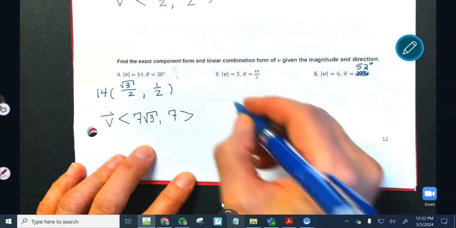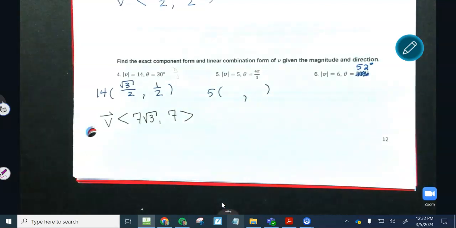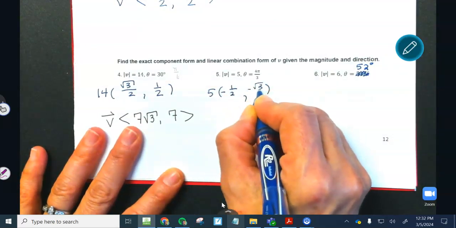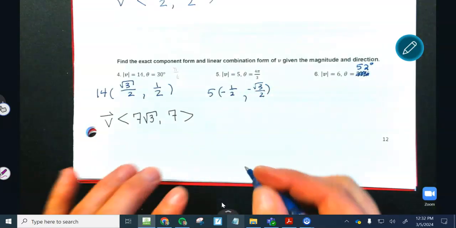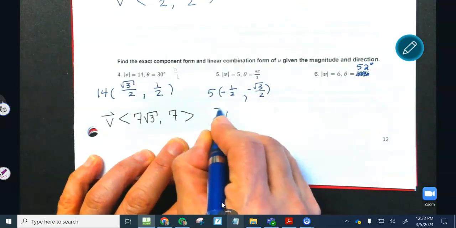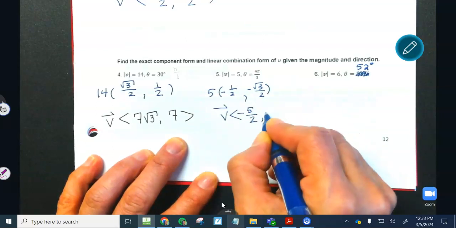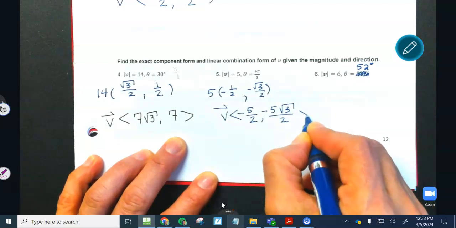Let's do problem 5. So it's going to be 5 times a couple of numbers in here. So that's 4 pi over 3. What quadrant's 4 pi over 3? Yeah, it's third. So they're both negative. So it's going to be negative 1/2, negative root 3 over 2. And let's leave them as improper fractions. So this vector is going to have a component form of negative 5/2, comma, negative 5 root 3 over 2.